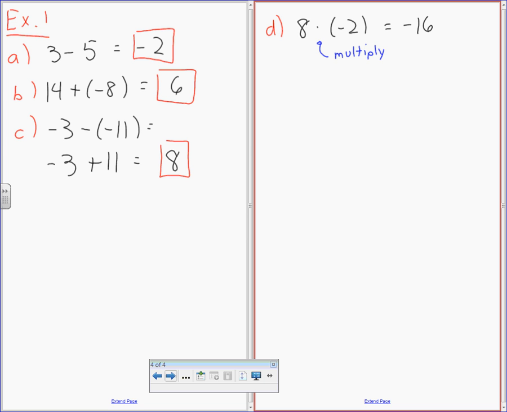Now remember how that goes, right? If the signs are the same, it stays positive. If the signs are opposite, it goes negative. So if that would have been negative 8 times negative 2, it would have been positive 16.